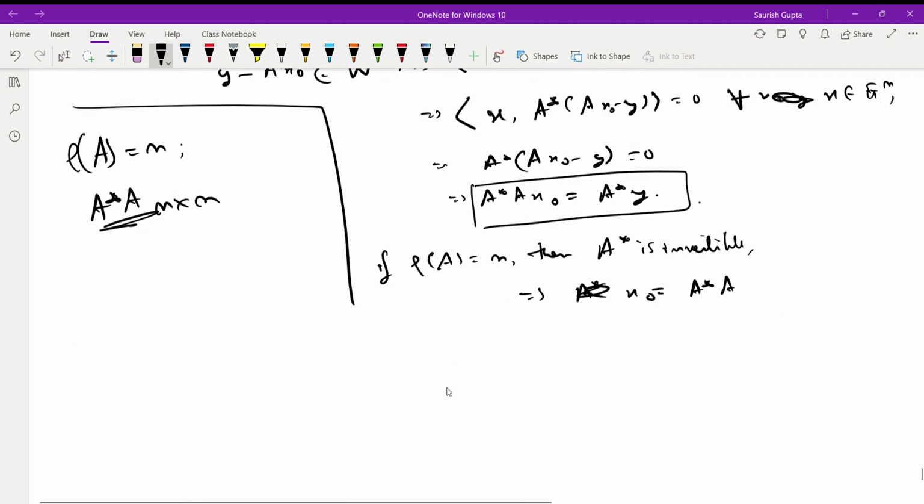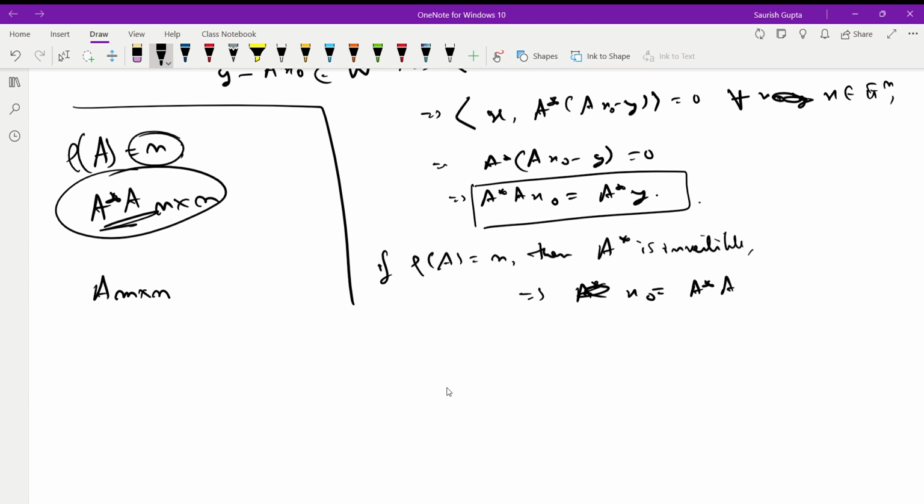Did I write A star to be invertible? No, sorry, A star A is correct. Yeah, we have written it correct. So therefore, for rank of A to be n, we get this to be invertible. That is why we are focusing on the rank of A being n. It's obviously not general in the sense that you need to assume n to be less than m. That's not something we'll always get, right? But we know that if you have a matrix of dimension m cross n, then the rank of A can at most be the minimum of m and n. That is what we actually know.